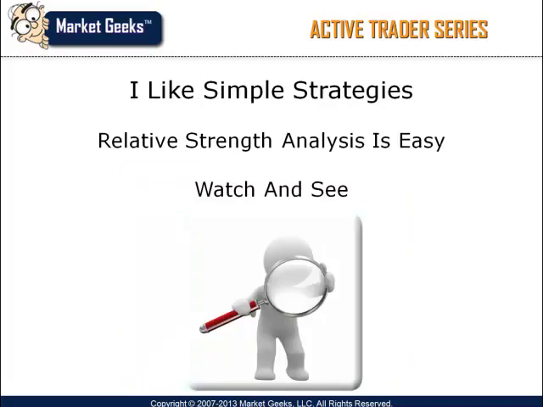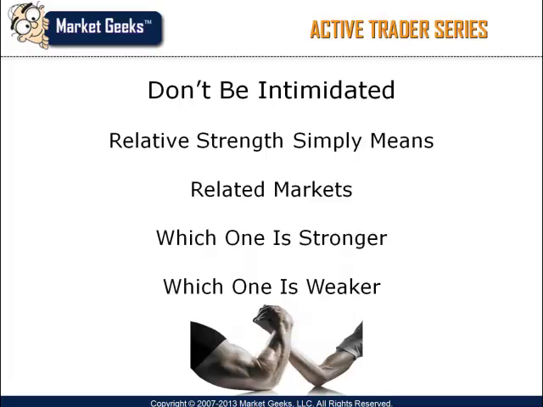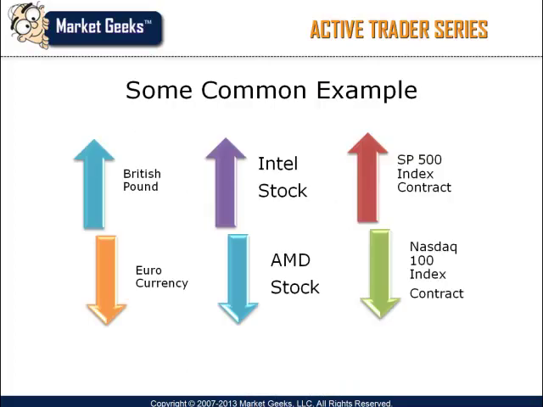Today, I'd like to show you a very simple relative strength method that works well and is extremely easy to utilize. Don't let the word relative strength intimidate you. It's just a term for looking at several related markets and seeing which one is stronger and which one is weaker. The key is to make sure there is a relationship between the markets. For example, related companies, currencies that trade closely, like the euro and the British pound, or exchange-traded funds that carry similar stocks, or different but related index contracts.